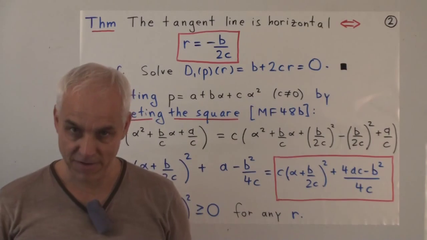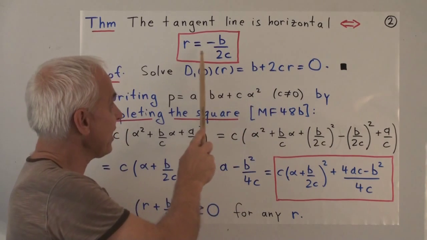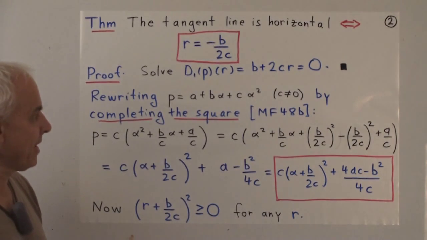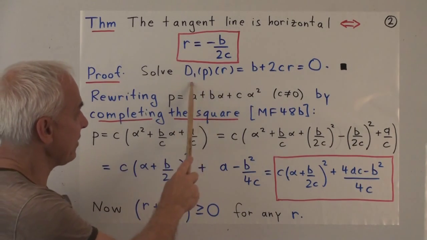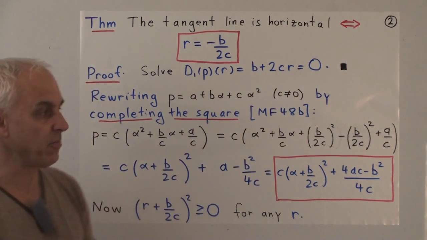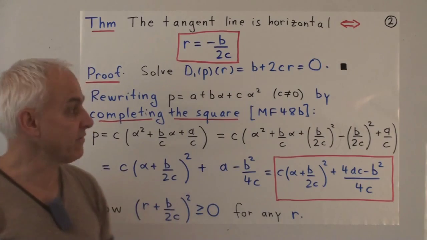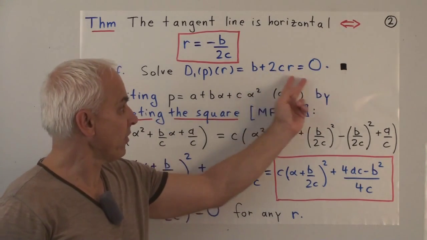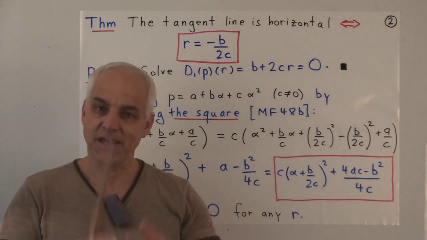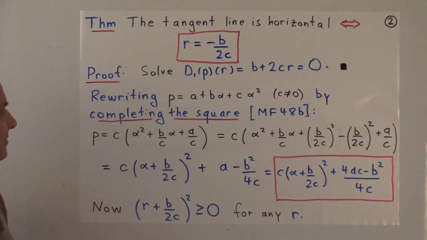A useful deduction to make from that is this theorem here, that the tangent line is horizontal precisely when r has the value minus b over 2c. That's an immediate consequence of setting the derivative, which is b plus 2cr, equal to 0, and solving for what r must be. This is a linear equation, so when we set it equal to 0, we are guaranteed to have a solution. It's minus b over 2c. This number is, as we'll see, very important in terms of the geometry of the parabola, or the quadratic polynumber.